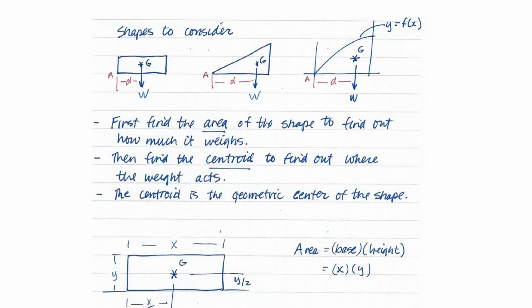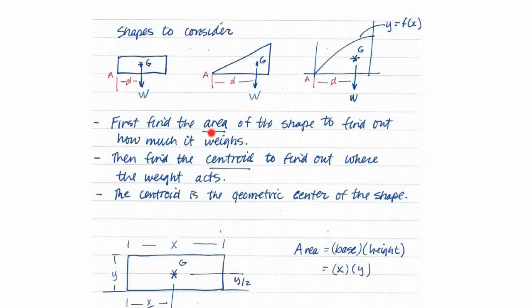Alright, here are some shapes that we are going to consider. Mostly we're going to be dealing with rectangles and right triangles. We also can model shapes as a function of x. However, that would be using some calculus, which we're actually not technically doing in this course. So this will be an optional consideration. So mostly we're going to be dealing with rectangles and triangles.